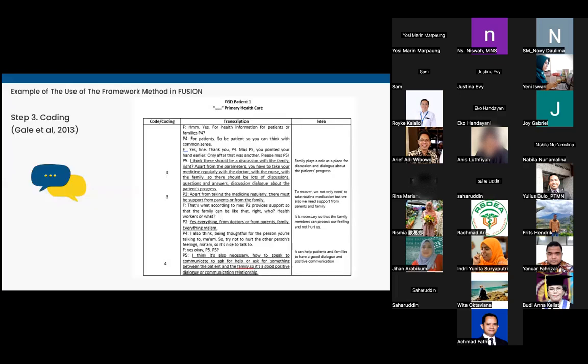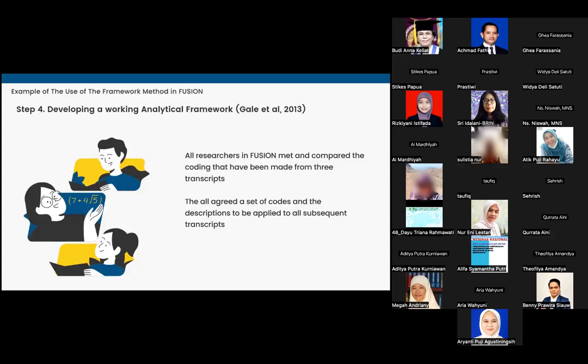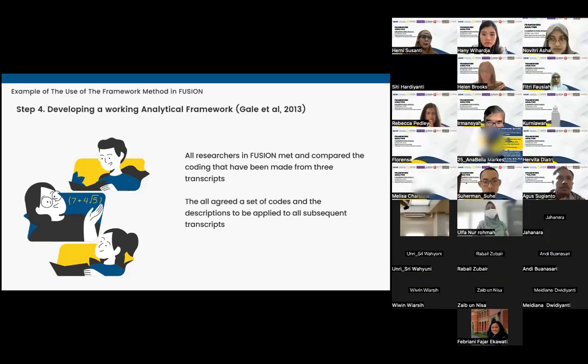Okay. So when we completed the coding for the 3 transcripts, we went on to the next step. The next step is developing a working analytical framework. Again, we used Gale et al. We found that there was no really big change from the codes that we had already set.